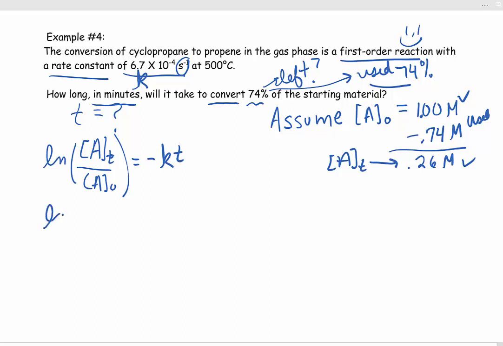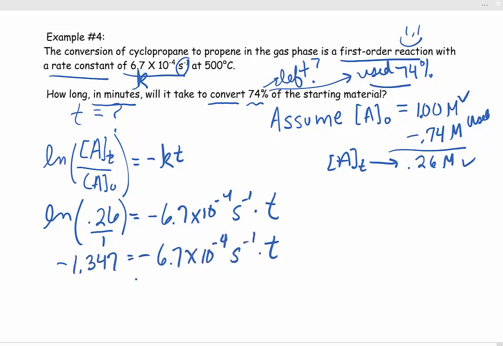So natural log of A_t, which is 0.26, over A naught, which is 1. So you can just leave that out if you want, or you can put the 1 in, whichever floats your boat. And then minus k is 6.7 times 10 to the minus 4th. And then you just plug and chug to your heart's content. Natural log of 0.26 is minus 1.347, and then we just do our normal algebra. Divide by both sides.